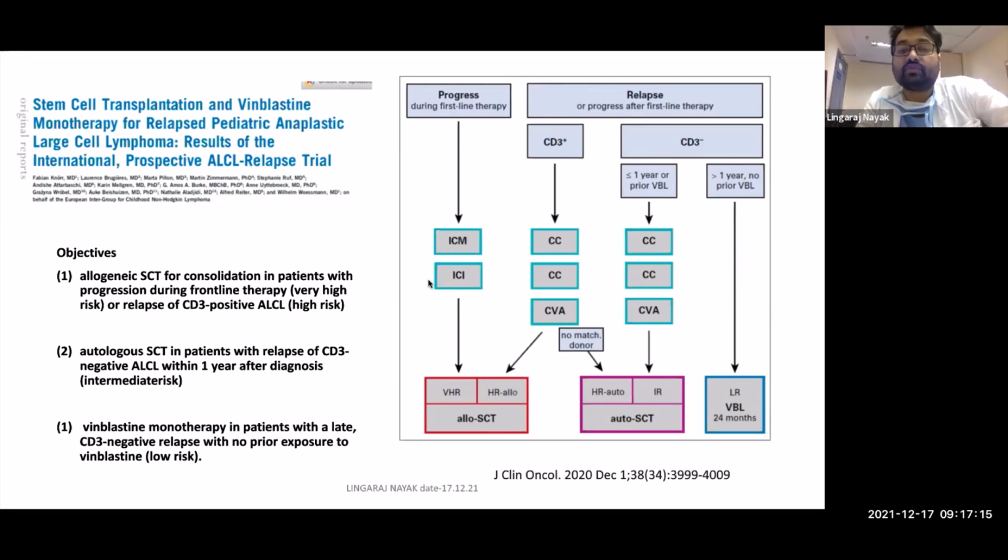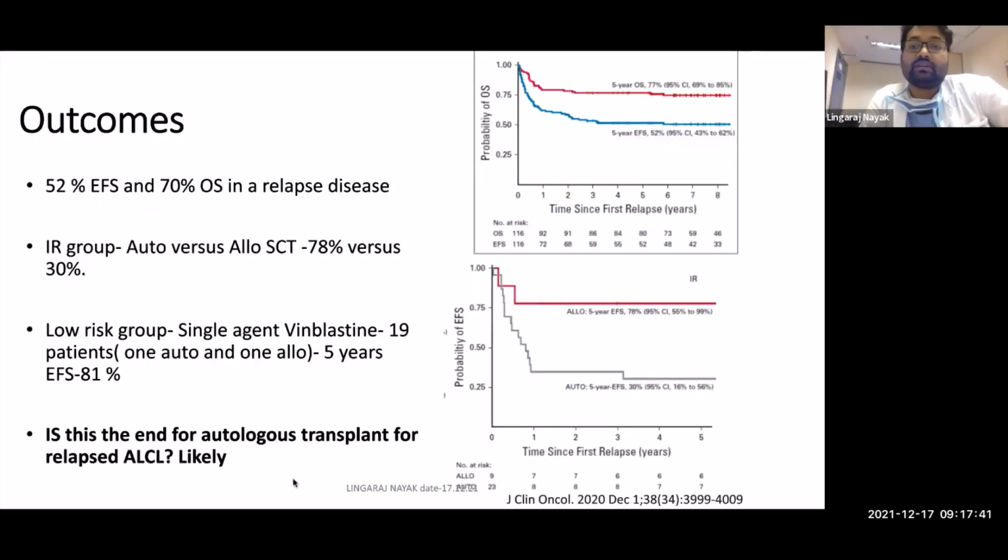Now, those patients who are high risk received allotransplant. Those in the intermediate group who don't have a match go for autotransplant. The third group, the very low risk, only received single agent vinblastine. They didn't go for any kind of transplant. So you have 3 interventions here: allotransplant in the very high risk group, auto in the intermediate risk group, and if they have a match, they go for allo. And those in the very low risk group only receive vinblastine. Now let's see the outcomes.